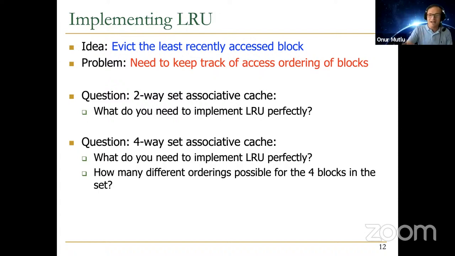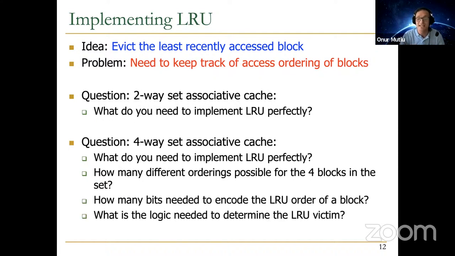Okay, so I've already answered this actually. How many different orderings are possible for the blocks in a set? That's 4 factorial. And if this becomes, say, 32-way, it's 32 factorial, which is a huge number actually. And you have log 2 of 32 factorial again. And then the next question is, how many bits are needed to encode the LRU order of a block set? log 2 of n factorial, where n is the number of ways. And then what is the logic needed to determine the LRU victim? Then you need to decode that encoding to find out.